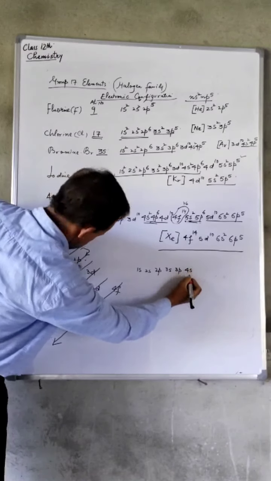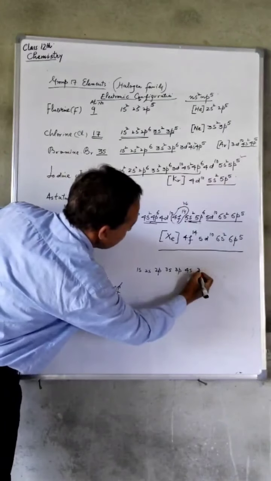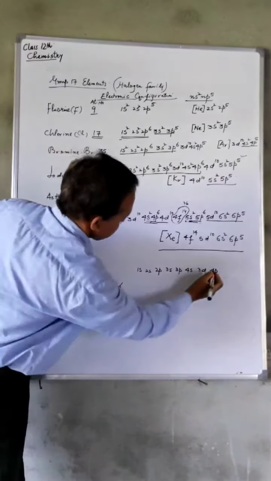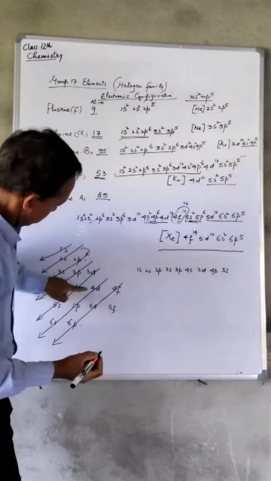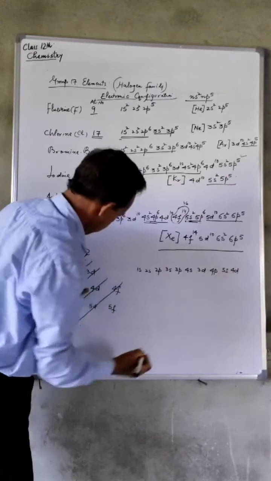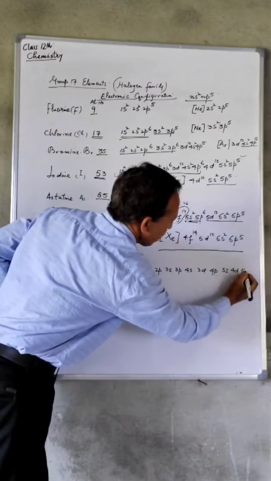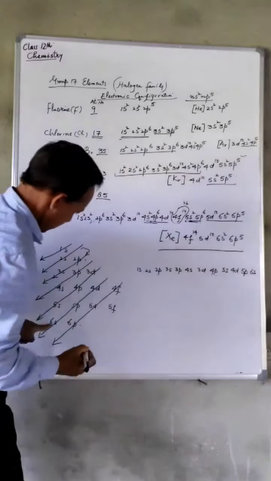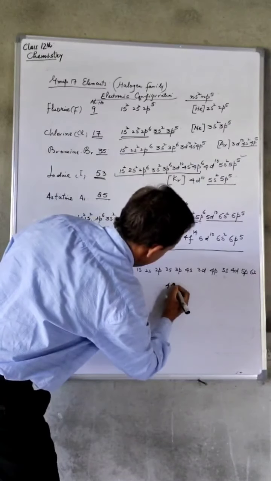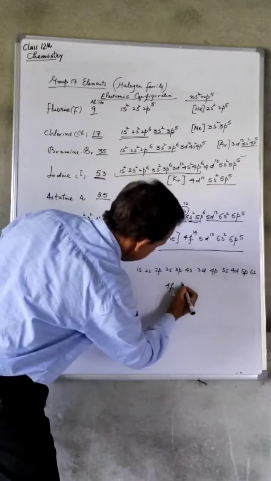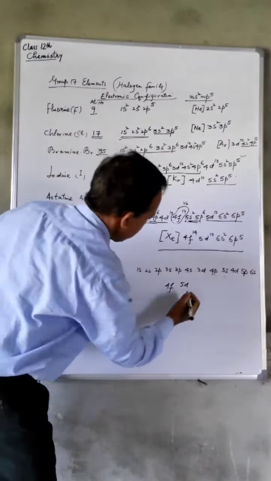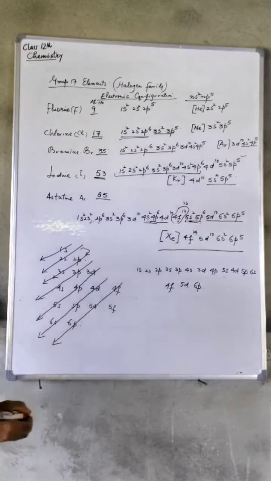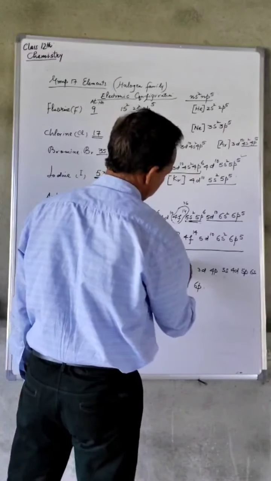4s, 3d, 4p, 5s, 4d, 5p, 6s, 4f, then 5d, 6p. This is the increasing order of the energy of the orbitals.